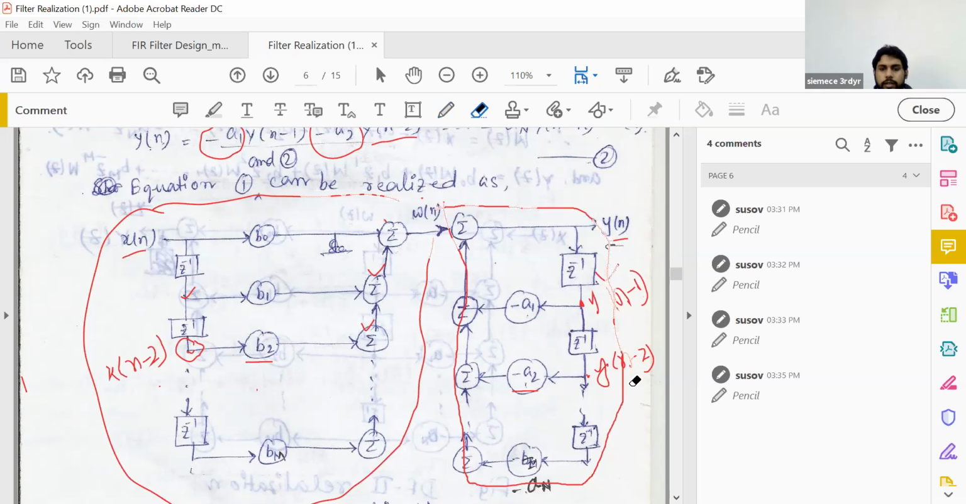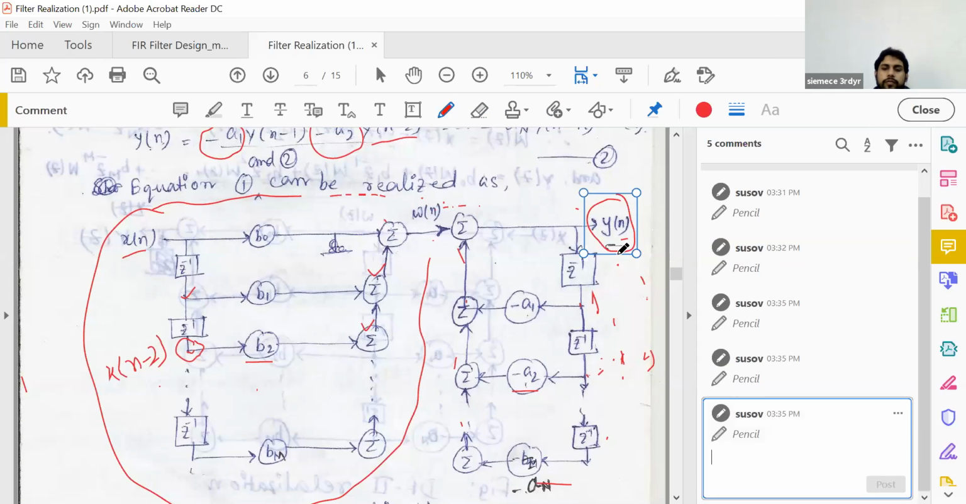So this total block is the DF1 realization. Getting my point? This is the DF1. See, the output is y of n. So y of n is equal to w of n plus this value. So this is called direct form 1 realization.